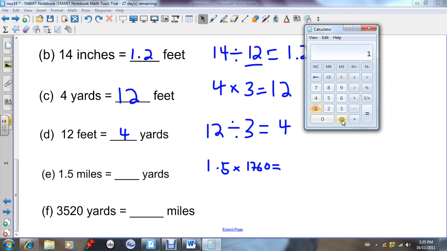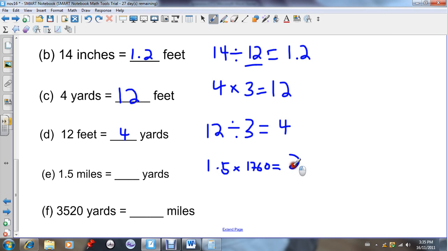That equals, I haven't got a clue, so let's use the calculator. 1.5 times 1760 gives us 2640. So how many yards is 1.5 miles? 2640. Okay? Now, last but not least, we're going to change yards into miles.